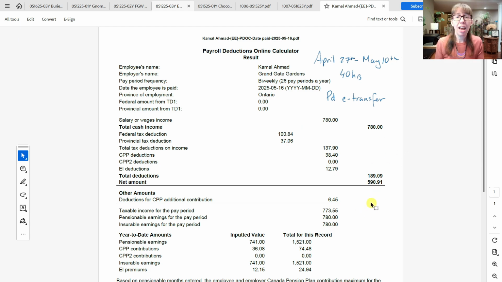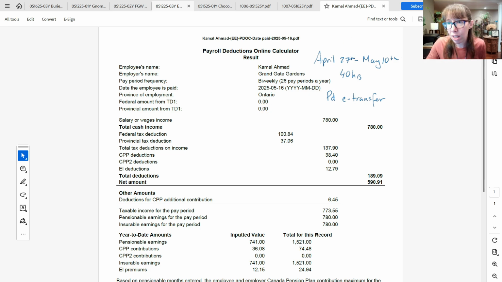the same amount. And just something that's interesting to note from when we hired Kamal is this is a part-time job, and Kamal has another part-time job where he's already claiming the basic personal claim amount on his TD1 forms. And so because of that, he's filled out his TD1 forms for Grand Gate Gardens to say, I've already claimed the basic personal claim. Please don't claim them again. So that's why these are zeros right here. And we set him up that way in the QuickBooks payroll.